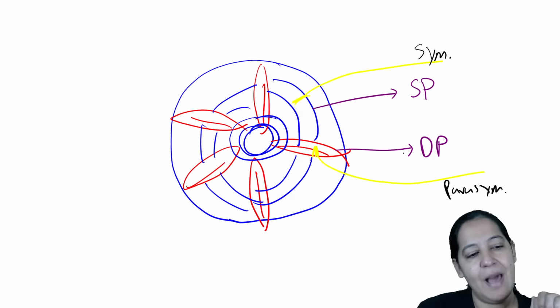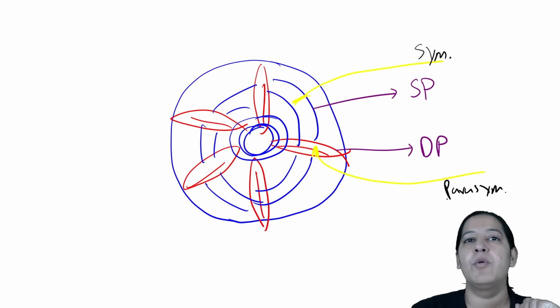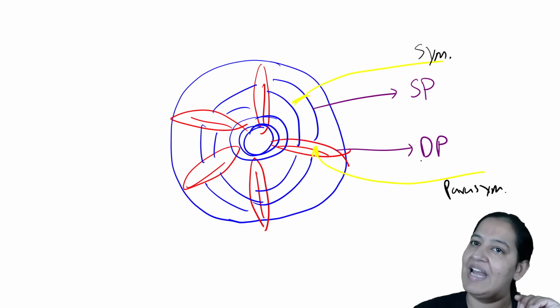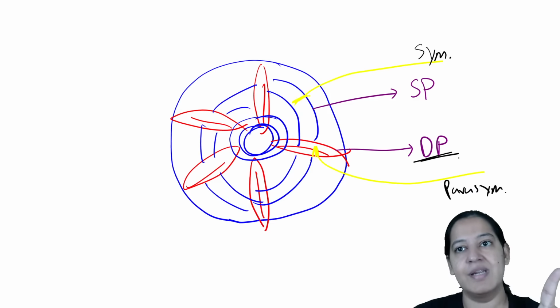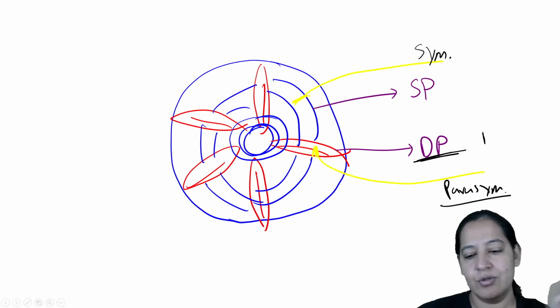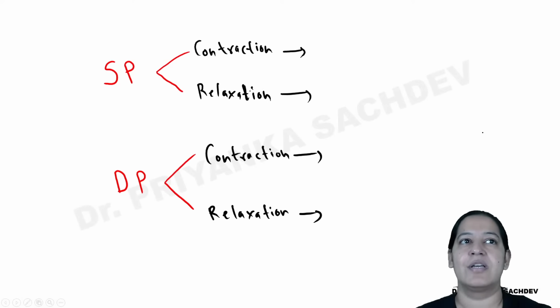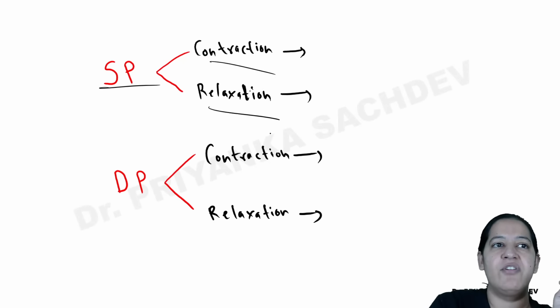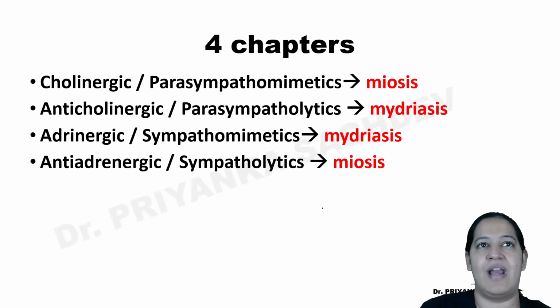So tell me what will happen when the parasympathetic system is stimulated. Which muscle will be stimulated? The sphincter pupillae. So when acetylcholine is there, the parasympathetic system is stimulated, the sphincter pupillae will contract, and because of contraction, it will cause miosis. So this is how the four muscles act: sphincter pupillae contraction and relaxation, dilator pupillae contraction and relaxation.